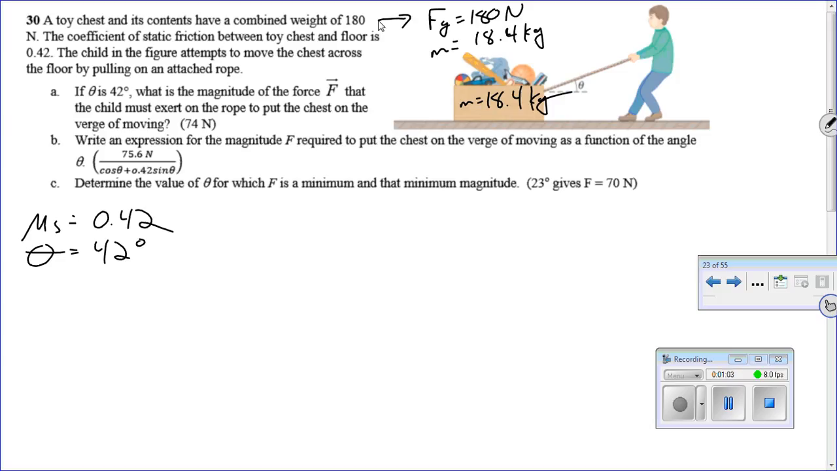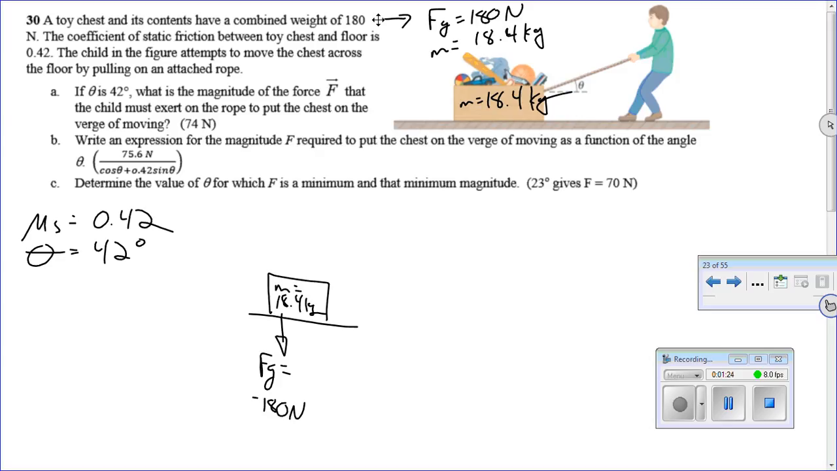So I'm going to make a new free-body diagram. Here's our crate. I know that the mass is 18.4 kilograms, which I guess I don't actually need anywhere, but just to be thorough. So our force of gravity is going to be negative 180 newtons, right? Because gravity is pulling down.